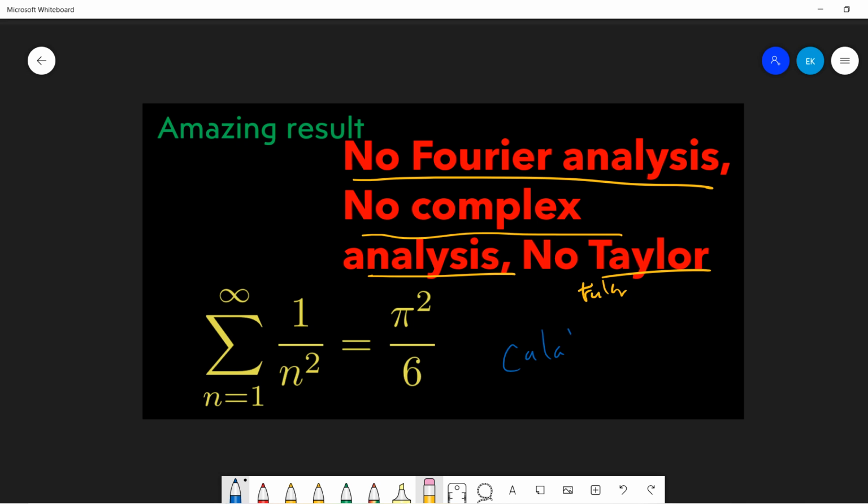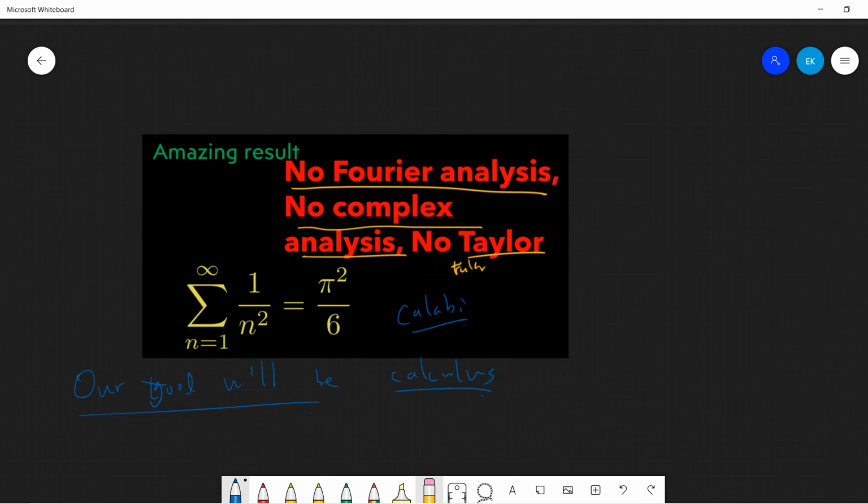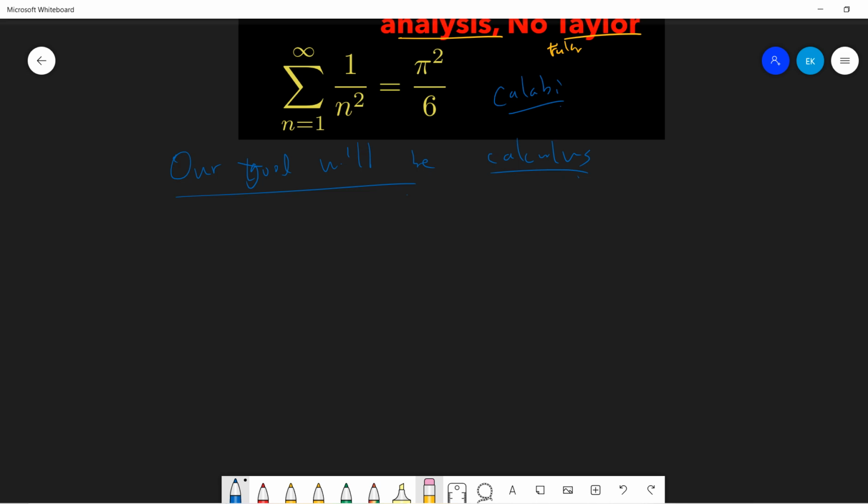This method was developed by the mathematician Kabi, and it is a very astonishing result. Our tool will be calculus. We forget about Fourier analysis and complex analysis, not the residue theorem, that kind of thing. We only have elementary calculus. So now let's consider how to write this.